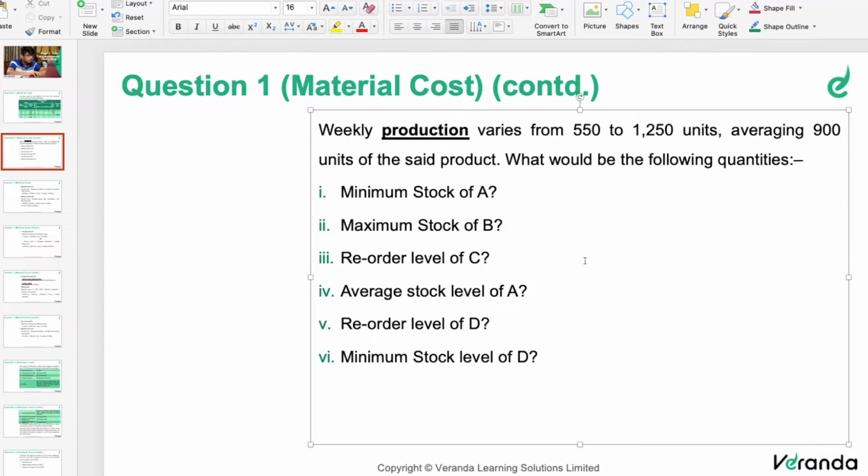Hence, we have to derive raw material usage out of finished goods data. Understood or not? We have to derive the raw material, we have to calculate the raw material usage out of the finished goods data.